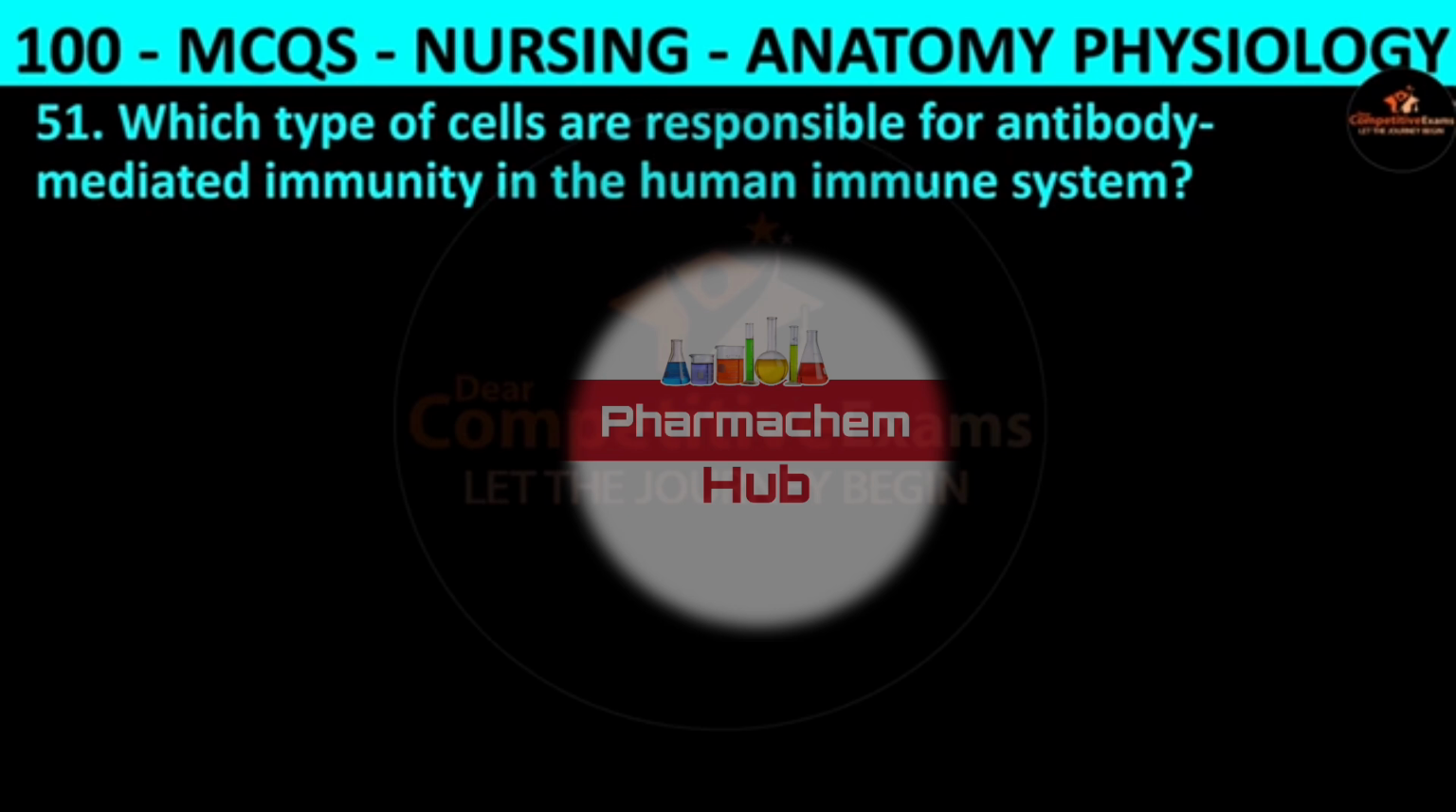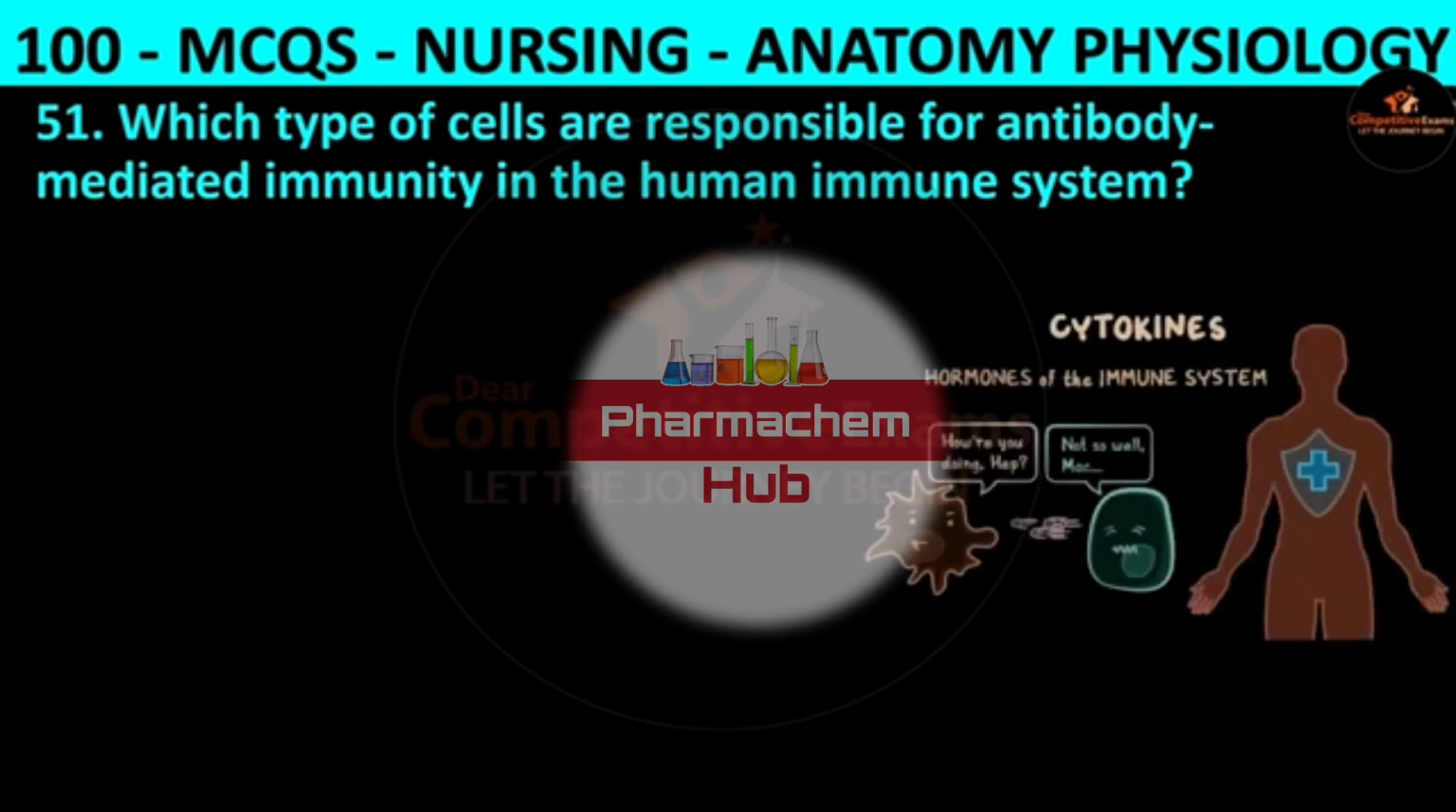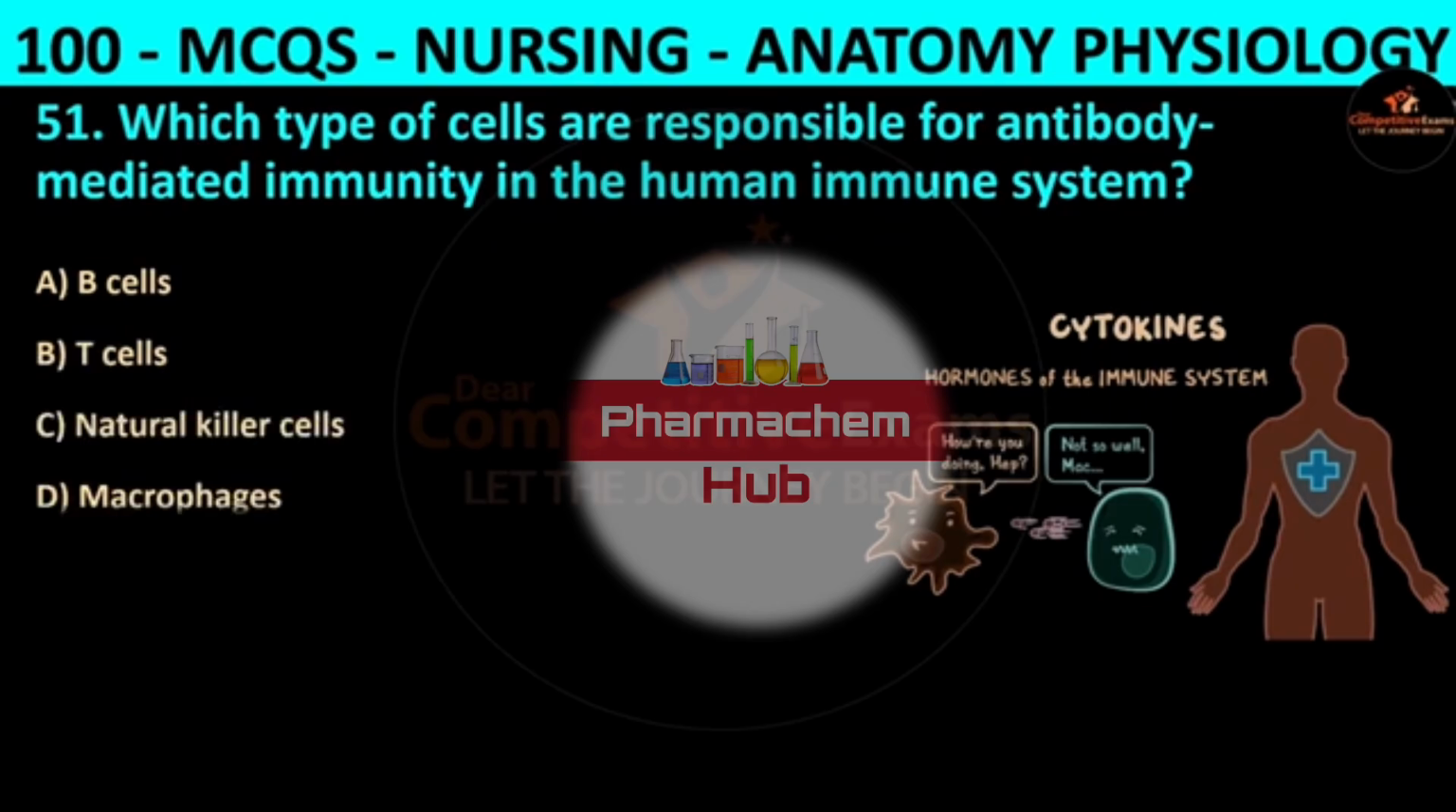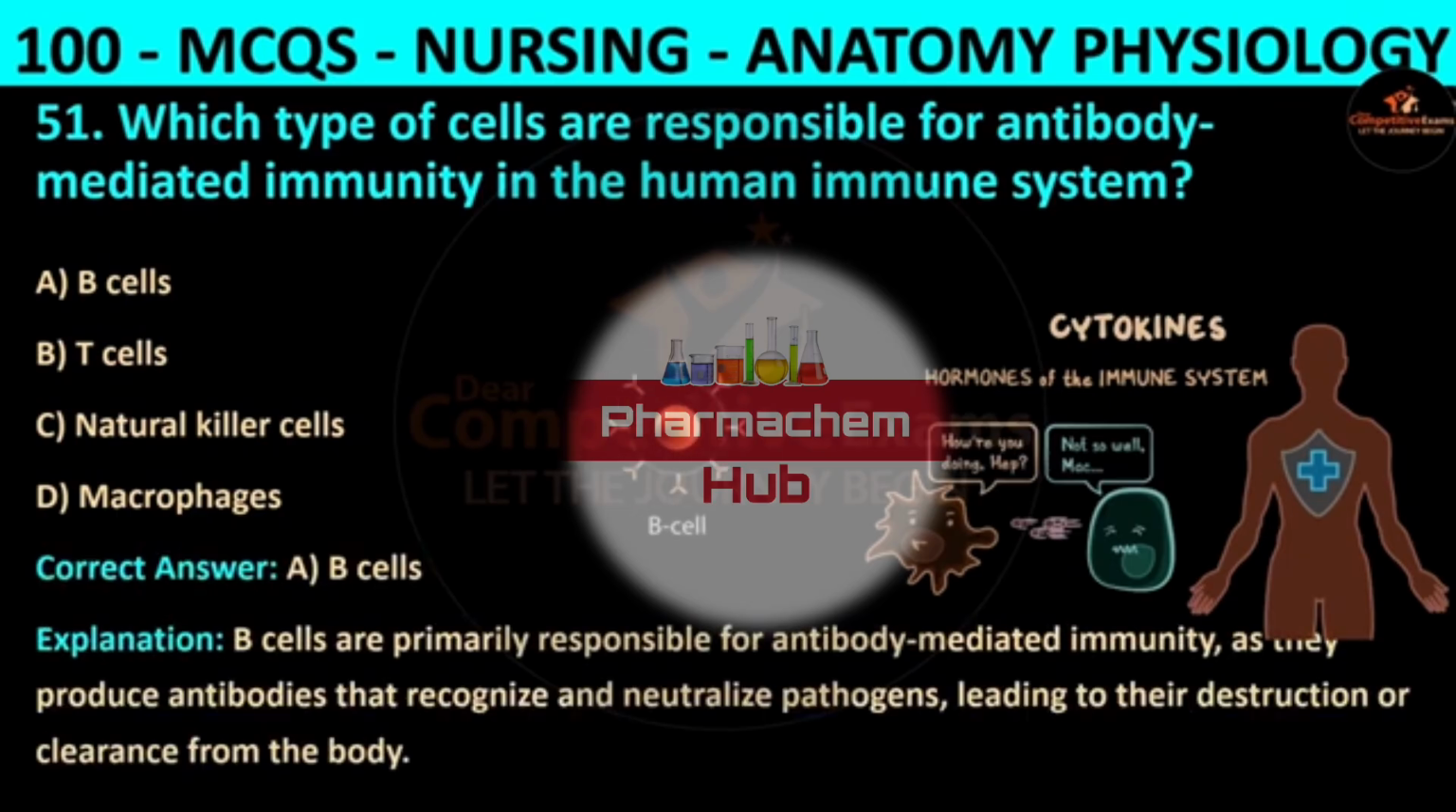Question number 51. Which cells are responsible for antibody-mediated immunity in the human system? The options are B cells, T cells, natural killer cells, or macrophages. The correct answer is A, that is B cells. B cells are primarily responsible for antibody-mediated immunity as they produce antibodies that recognize and neutralize pathogens, leading to their destruction or clearance from the body.